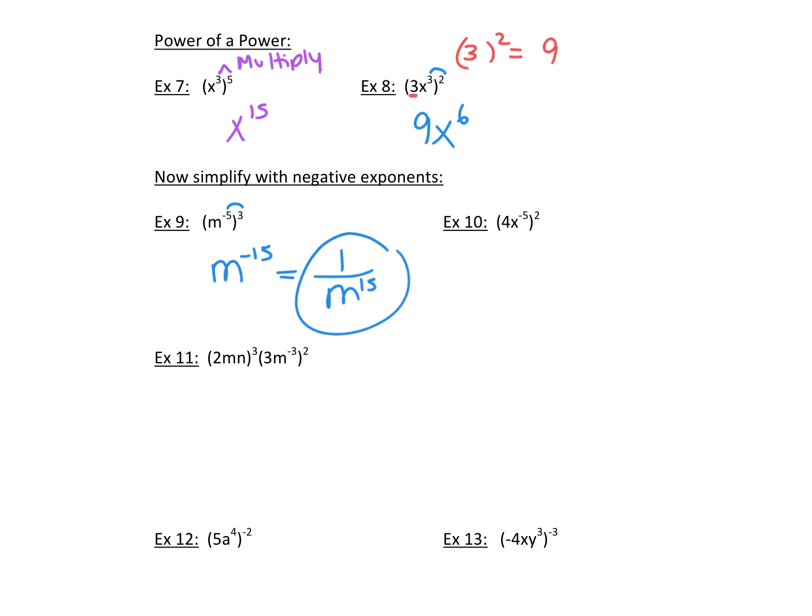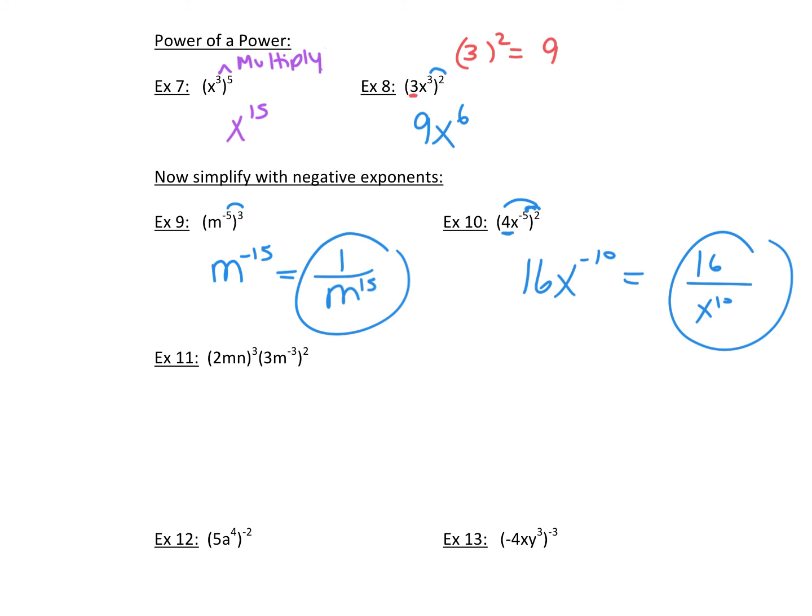Okay, we're going to do the same thing like we did on example 8 with the coefficient, but now there are some negative exponents. So we have 4 being raised to the second power. So 4 squared, 4 times 4 is 16. And now I simply multiply negative 5 times 2, which is negative 10. So I have x to the negative 10th. This gets simplified, 16 over x to the 10th.